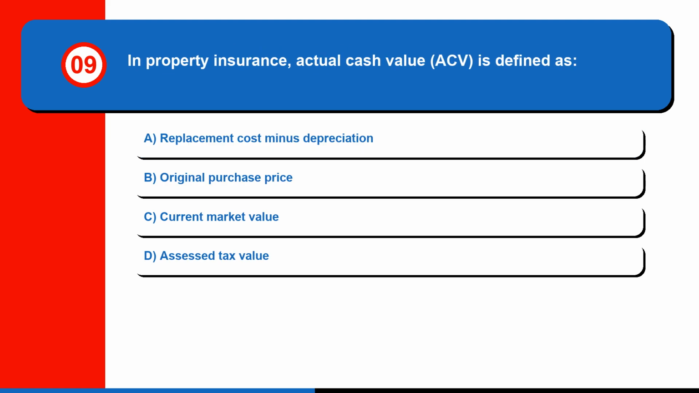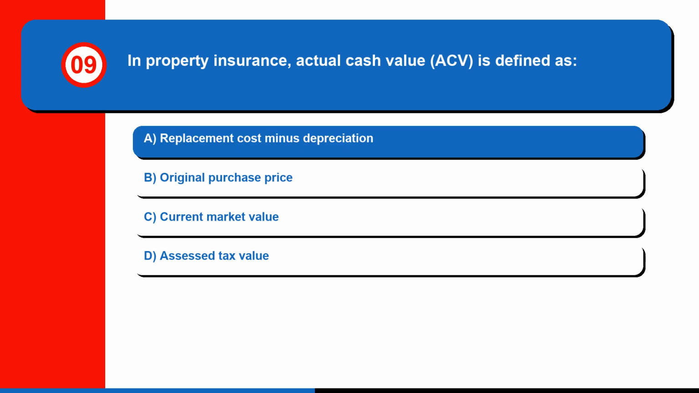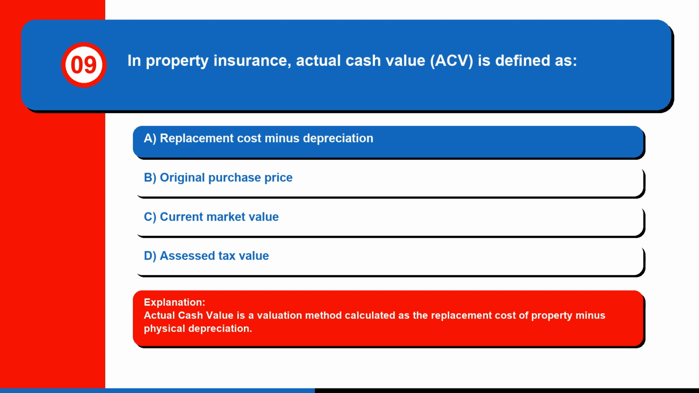Question 9. In property insurance, actual cash value, ACV, is defined as A. Replacement cost minus depreciation. B. Original purchase price. C. Current market value. Or D. Assessed tax value. The correct answer is A. Replacement cost minus depreciation. Actual cash value is a valuation method calculated as the replacement cost of property minus physical depreciation.